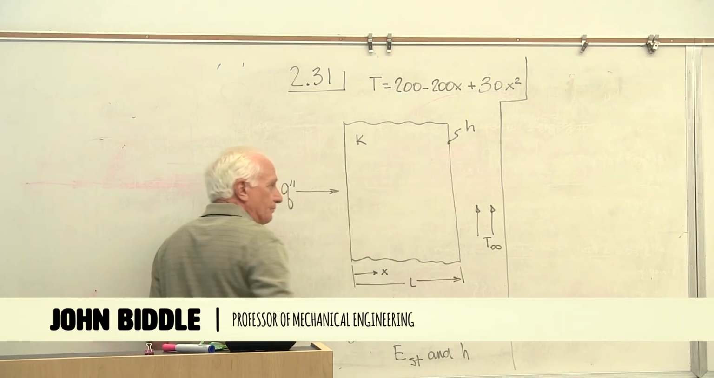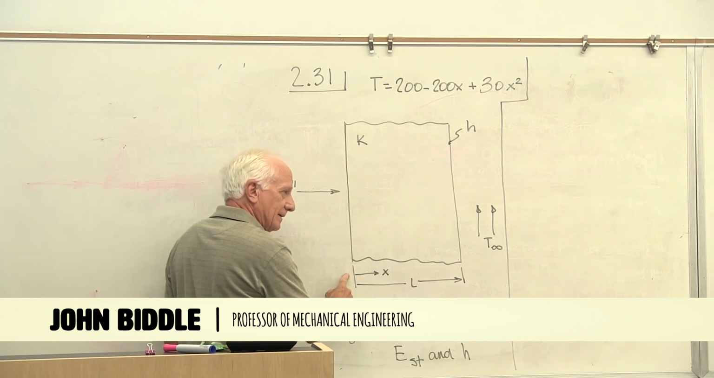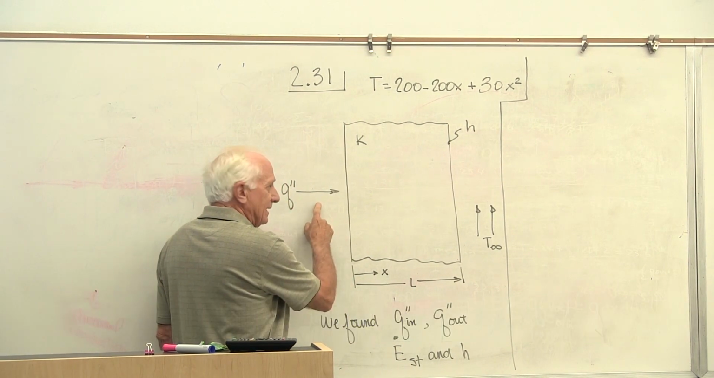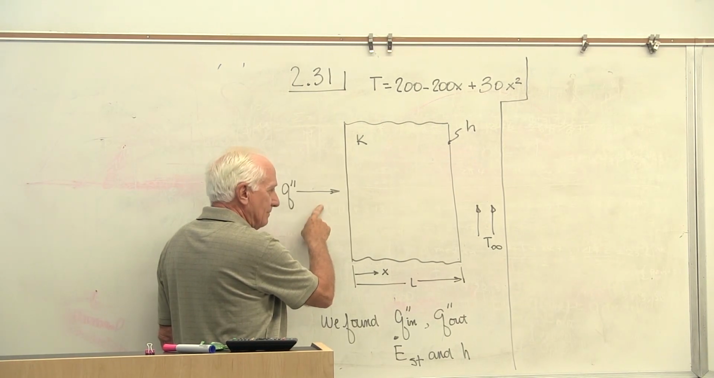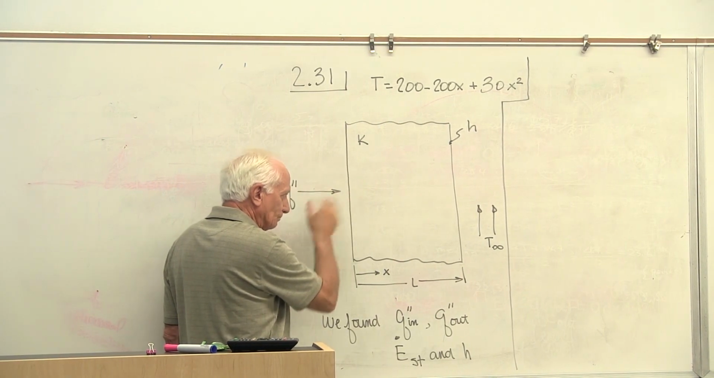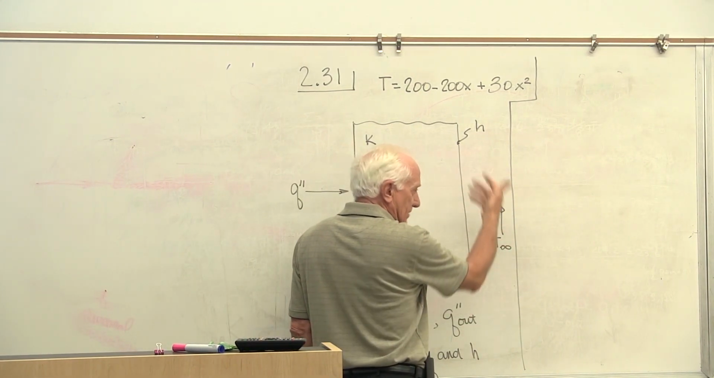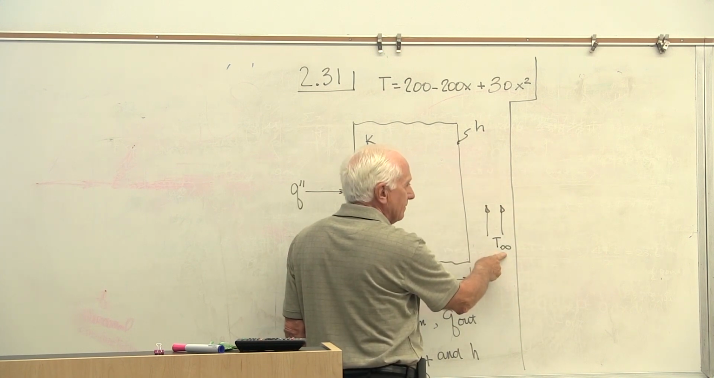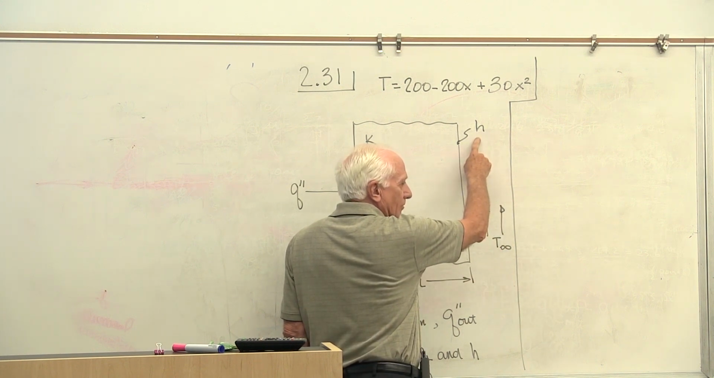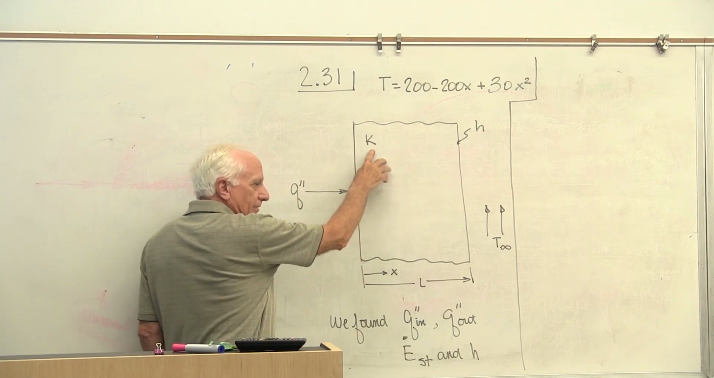A wall, the thickness was L. Measure X from the left-hand side, X equals 0. There was a heat flux on the left-hand side, which was constant. Q double prime, heat flux on the left-hand wall. A fluid, I think it was air, was over the right-hand side. Air temperature was T infinity, the free stream temperature of air. Convection coefficient on the right-hand side, H. Thermal conductivity of the material, K.